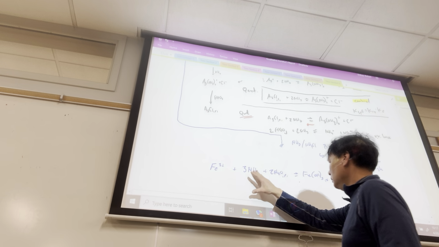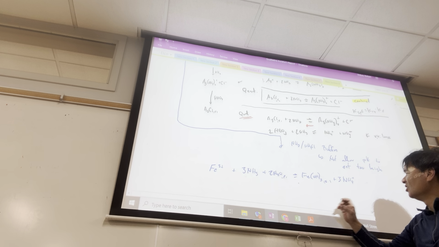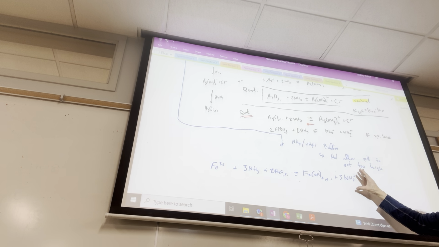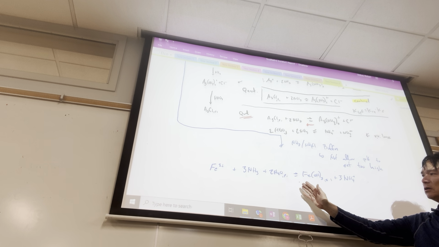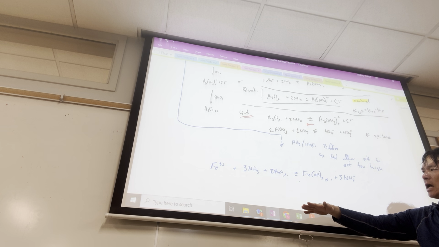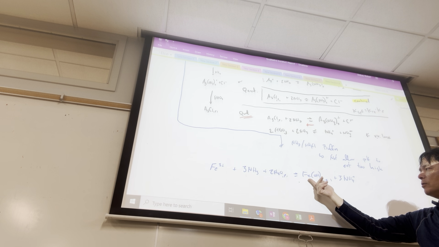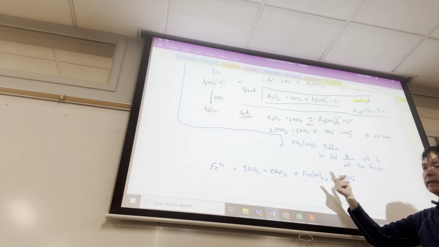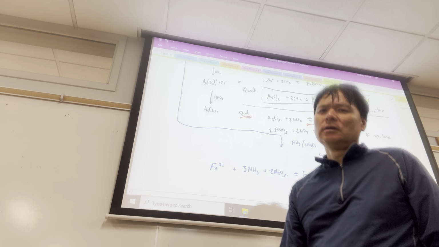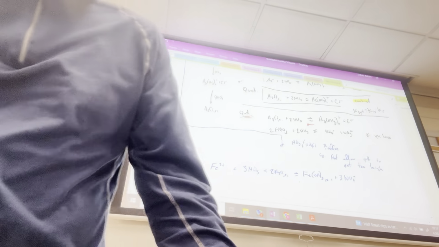And so the more ammonia we have in the buffer, the more this shifts to the right. The more ammonium we have in this buffer, the more this shifts to the left. And so we're trying to balance it out. Obviously we want to maximize the amount of precipitate we get here, but there's a problem.